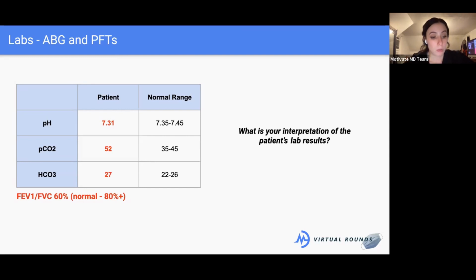So his is low. Let's go back to third grade fractions. If this number is low, that means his FEV1 has to be lower than his FVC, right? So we know that he's having a real hard time pushing out that air because he's getting a really low number for his expiratory volume in 1 second.